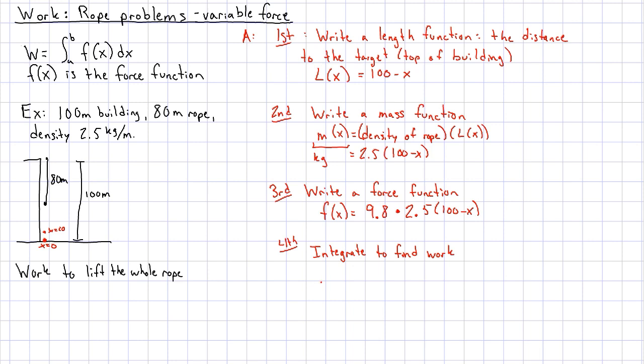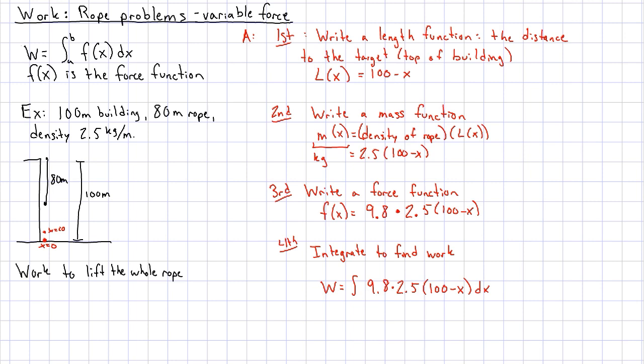So work is equal to the integral of my force function, which is 9.8 times 2.5 times (100 minus x). I need to determine my limits of integration. So always think of when I start pulling on the rope. My origin is at the base of the building, so that's my position of reference.